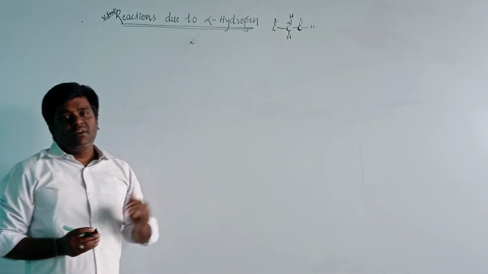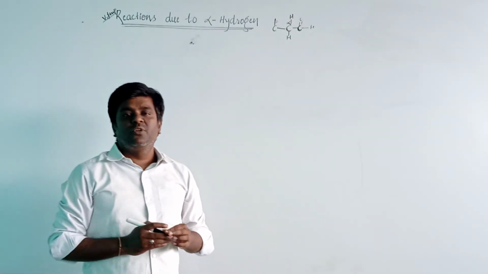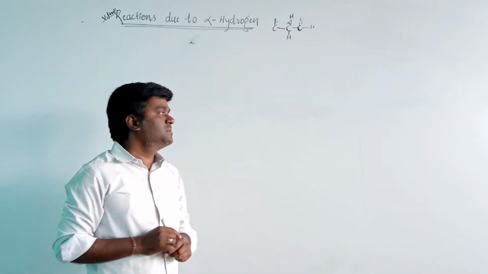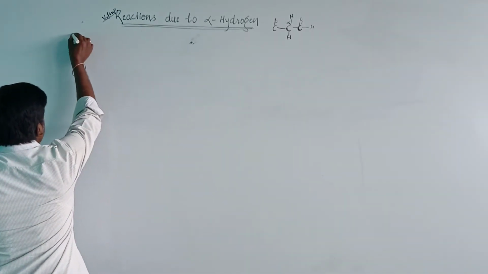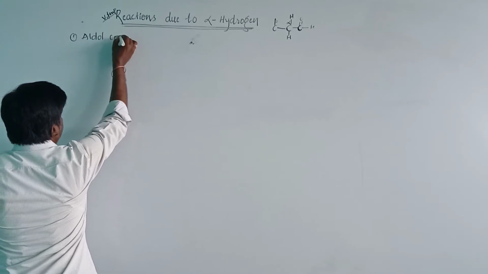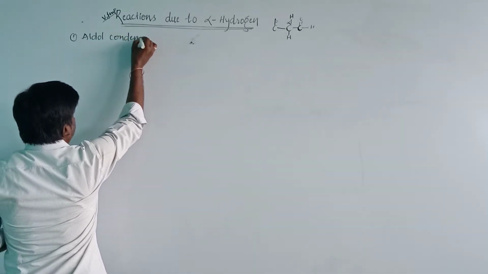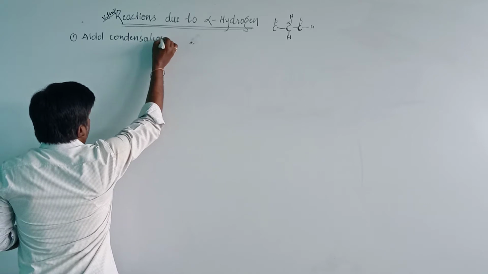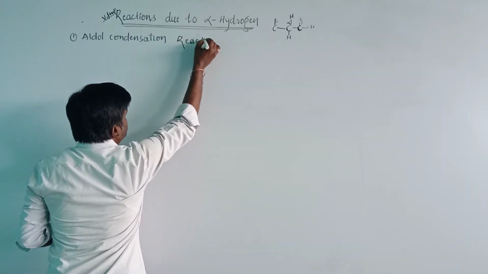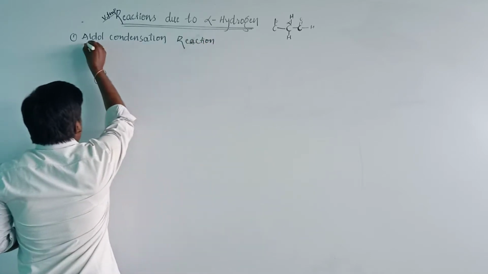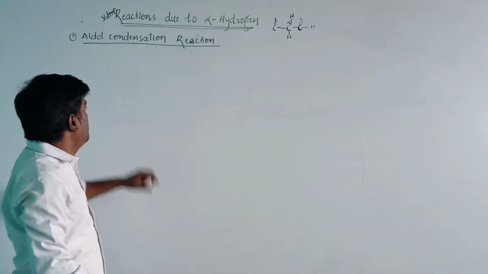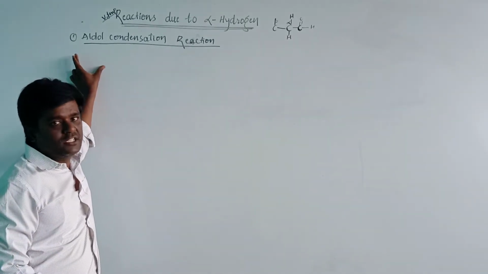Due to the presence of an alpha hydrogen atom in carbonyl compounds, there are mainly two types of important reactions. The first one is the aldol reaction, that is, aldol condensation reaction. The second important reaction is the cross aldol condensation reaction. We will see the aldol condensation reaction first.